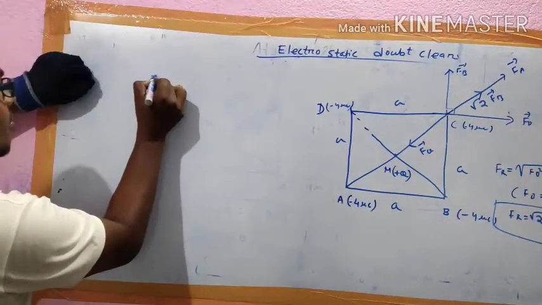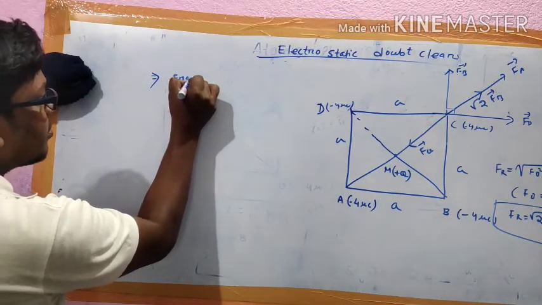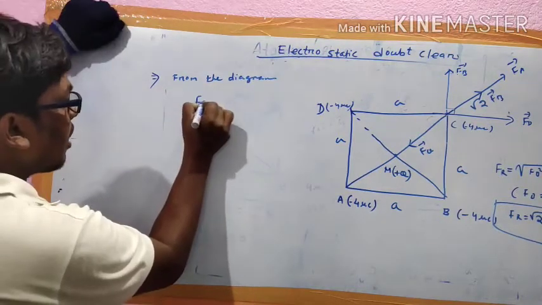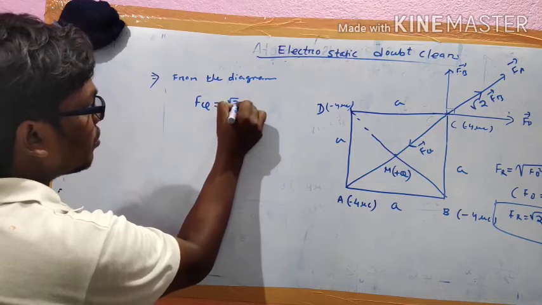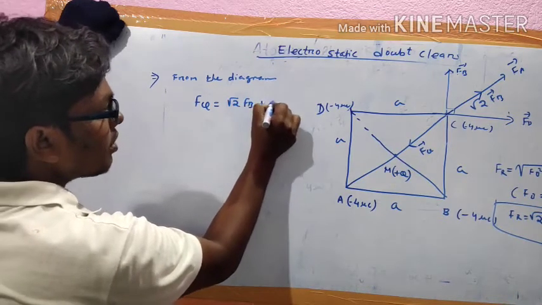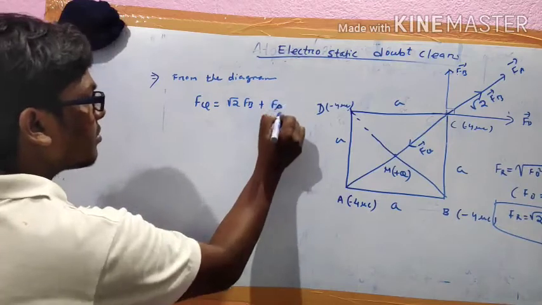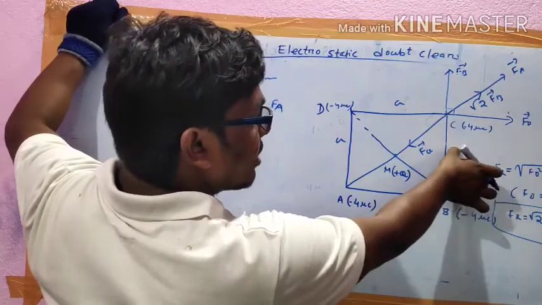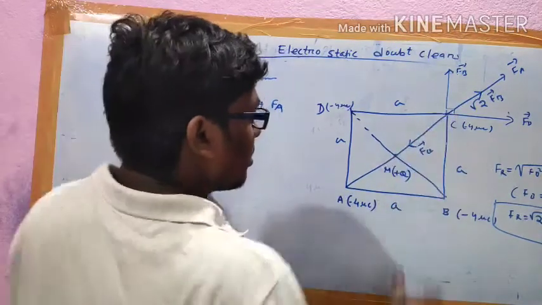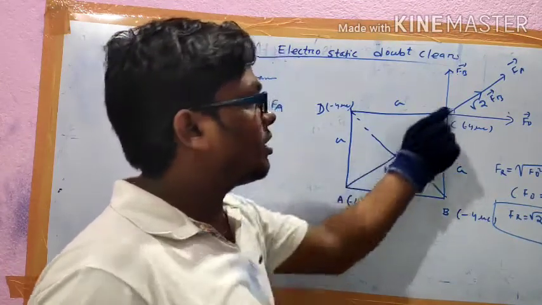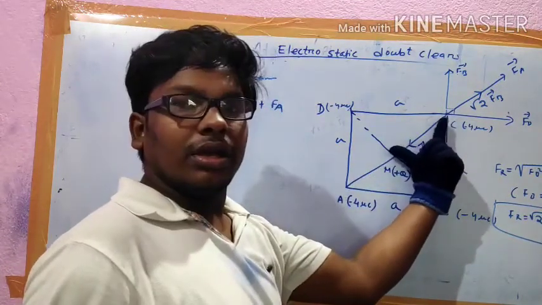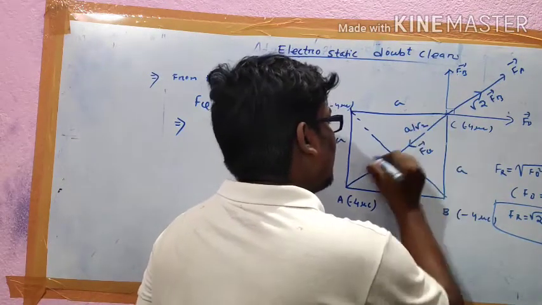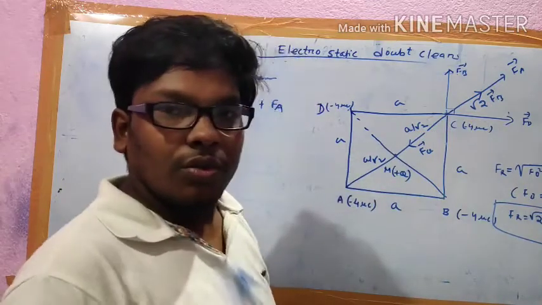From the diagram, F of q is equal to root 2 F of B plus F of A. So this is a, this is a. So the diagonal AC is root 2a. Then this must be root 2a by 2, that is a by root 2. So this is a by root 2 and this is a by root 2.